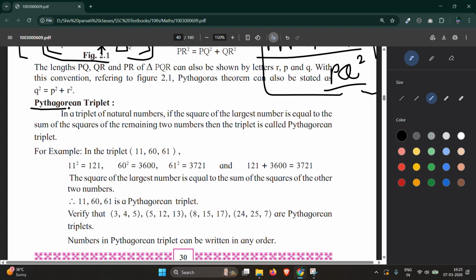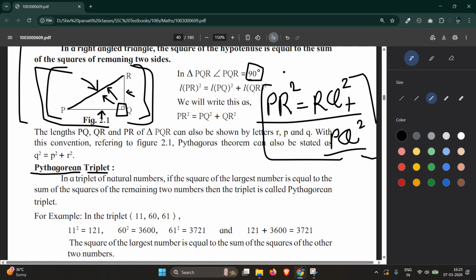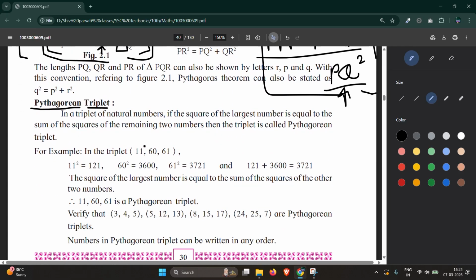After that comes the Pythagorean triplet. A Pythagorean triplet is nothing but any three numbers that follow this property, where the square of the largest number is the sum of the squares of the other two numbers. Let's take this as the example. We have 11, 60 and 61. Which of them is the largest number? 61 is the largest number.